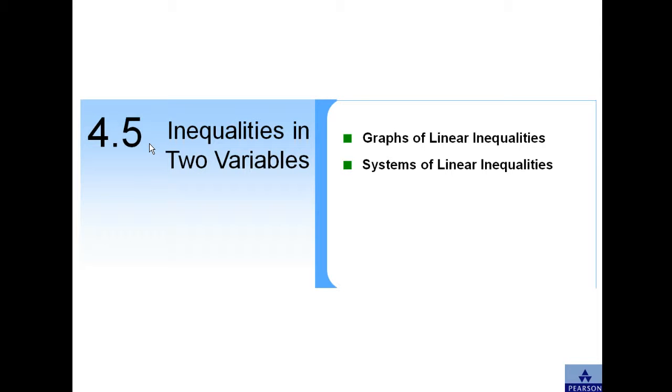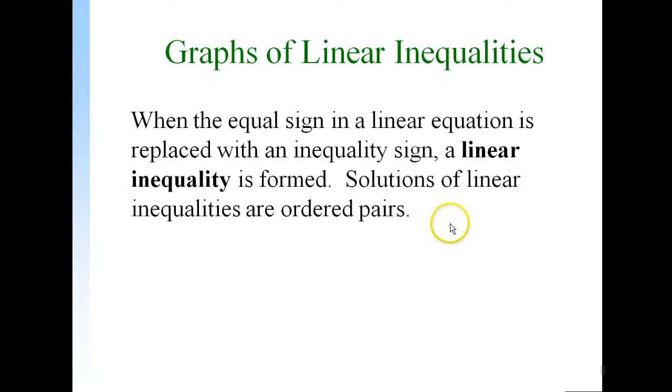So there's topic 5 of chapter 4, inequalities in two variables. When an equal sign in a linear equation is replaced with an inequality sign, a linear inequality is formed. Solutions of linear inequalities are ordered pairs.